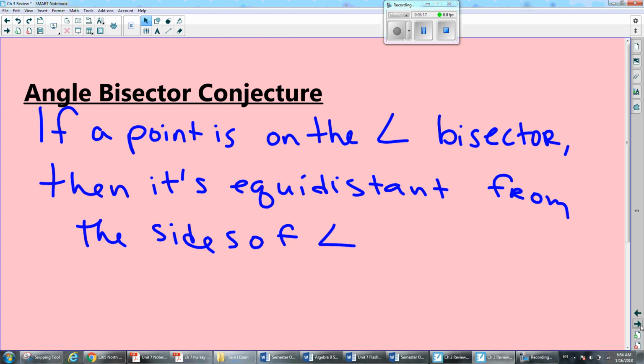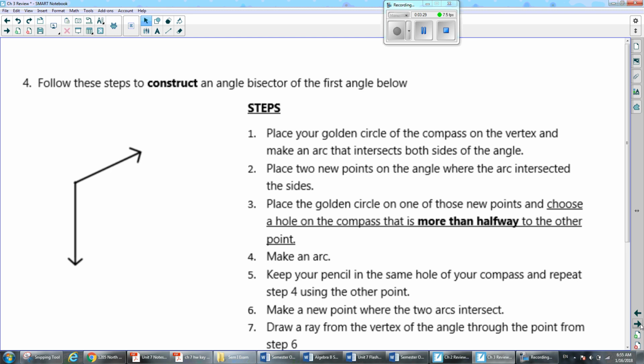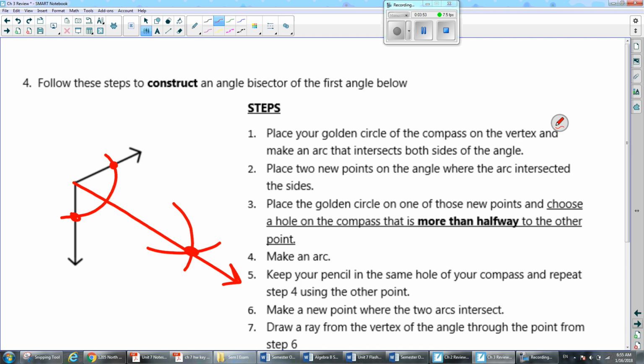So then we have something called the angle bisector conjecture. If a point's on the angle bisector, then it's equidistant from the sides of the angle. So if we were to draw an angle bisector here, again, we're going to make an arc that touches both sides of the angle. That creates 2 new points. If I put the golden circle at one point, I'm going to make a nice big arc. Put my golden circle on the other side of the angle, make that same arc. Connect this point back to the vertex. Now it's a ray. This angle has been bisected. I'm going to add in that those angles are congruent then.